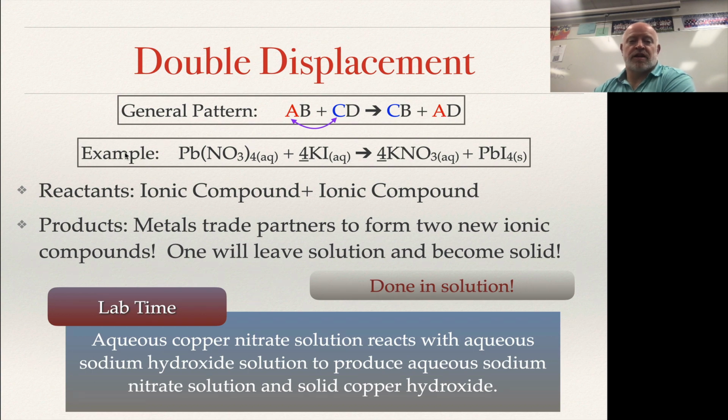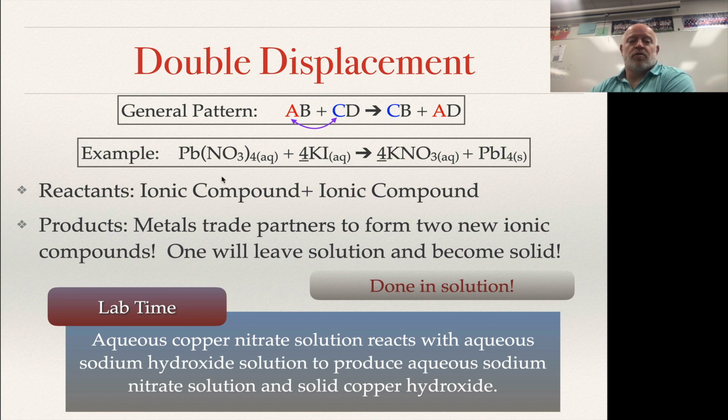So looking at our example, A would be our lead, B would be this nitrate combination, C would be the potassium, and D would be the iodine. We notice how lead was with NO3, and K was with iodine. On this side, the K is now with the NO3 and the lead is now with the iodine. So they have switched places with each other, okay? In this type of chemistry, we have two compounds, both in solution, and they're happy there. They're fine in solution. But when you mix these two solutions together, one of those two compounds ends up forming a solid, and that leaves the reaction. As a result, this drives the chemistry forward, okay?